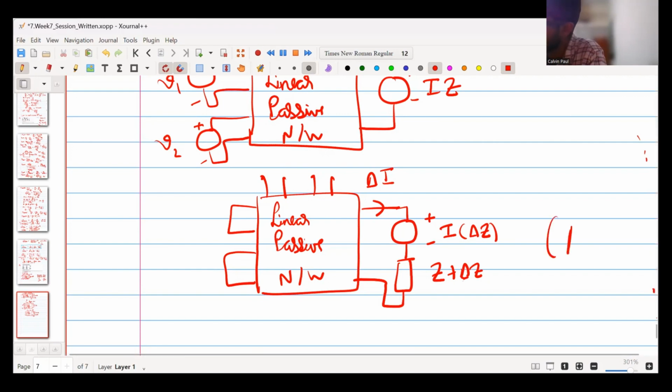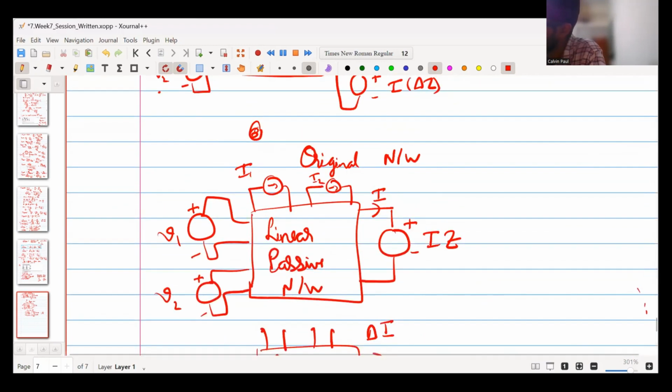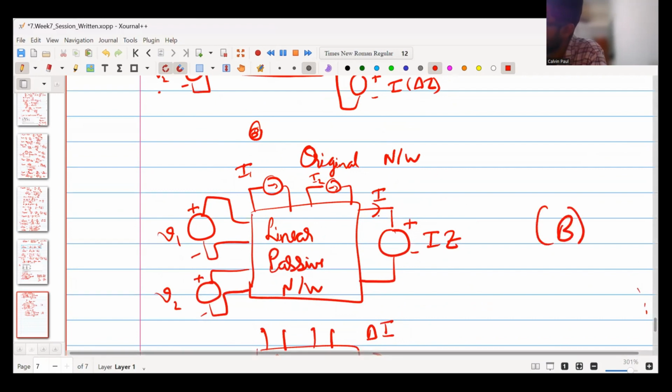This is considered circuit A. Voltage source is short circuited. Current source is open circuited. Current over here is delta I. This voltage is plus minus I delta Z. This is Z plus delta Z. Consider circuit B. Current here is I. Voltage here is plus minus IZ. These are the voltage sources. These are the current sources.